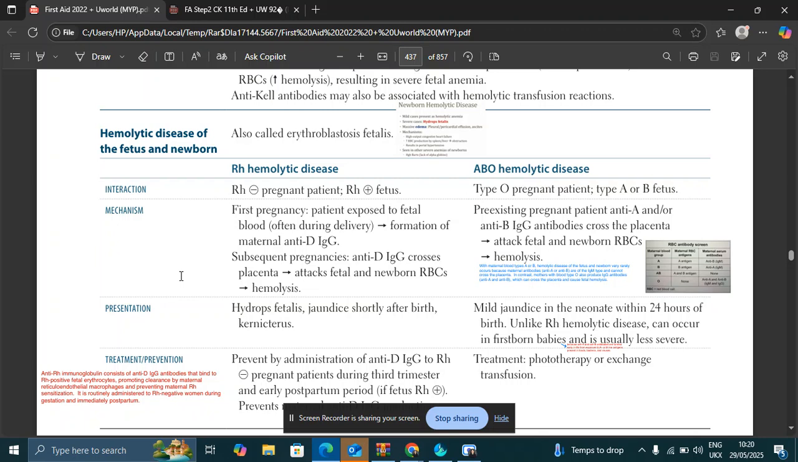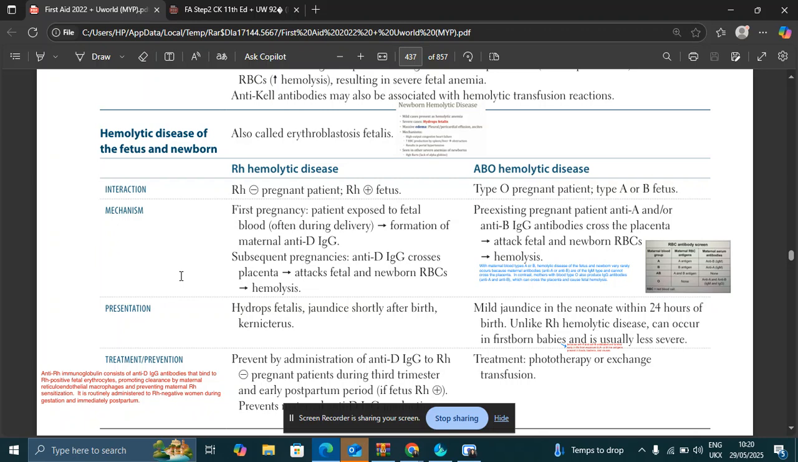Anti-A and anti-B antibodies are usually present in our circulation from a very early age, because we are exposed to A and B types of antigens present in food, bacteria, and viruses. This type of disease is usually seen in first pregnancies.